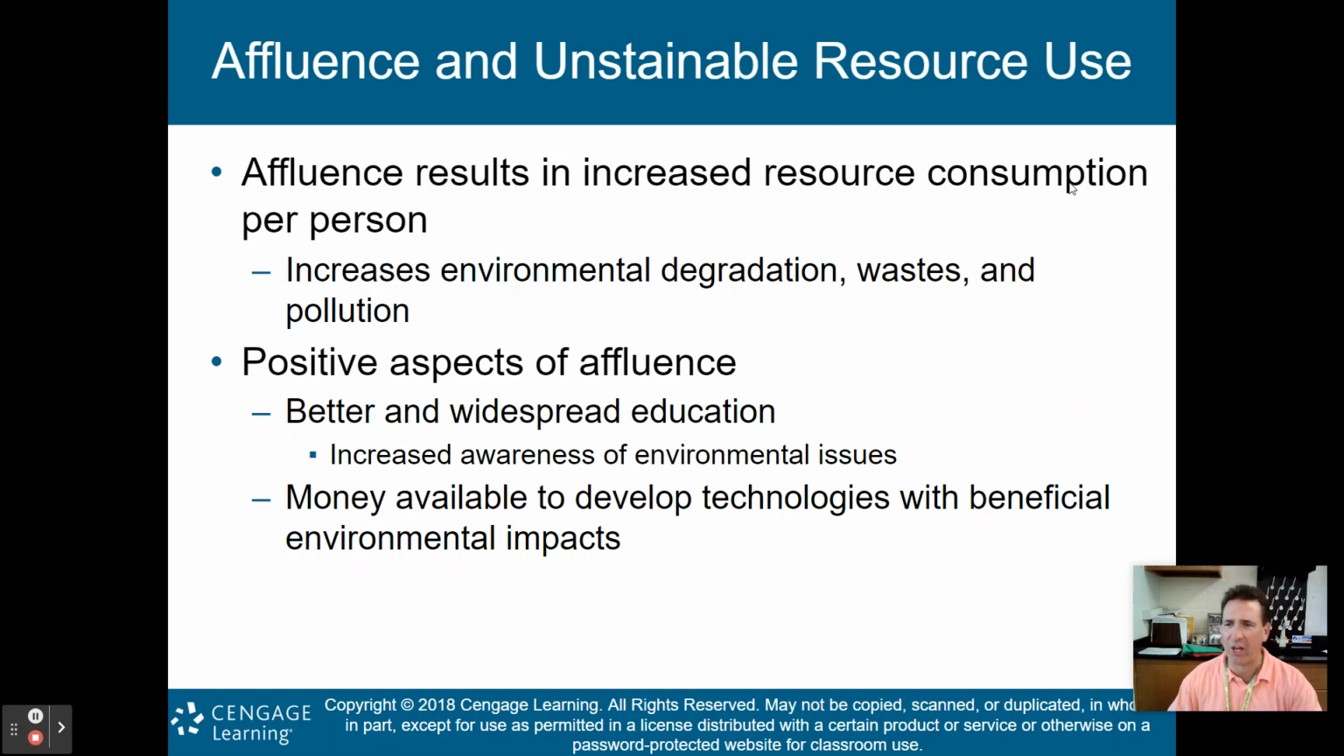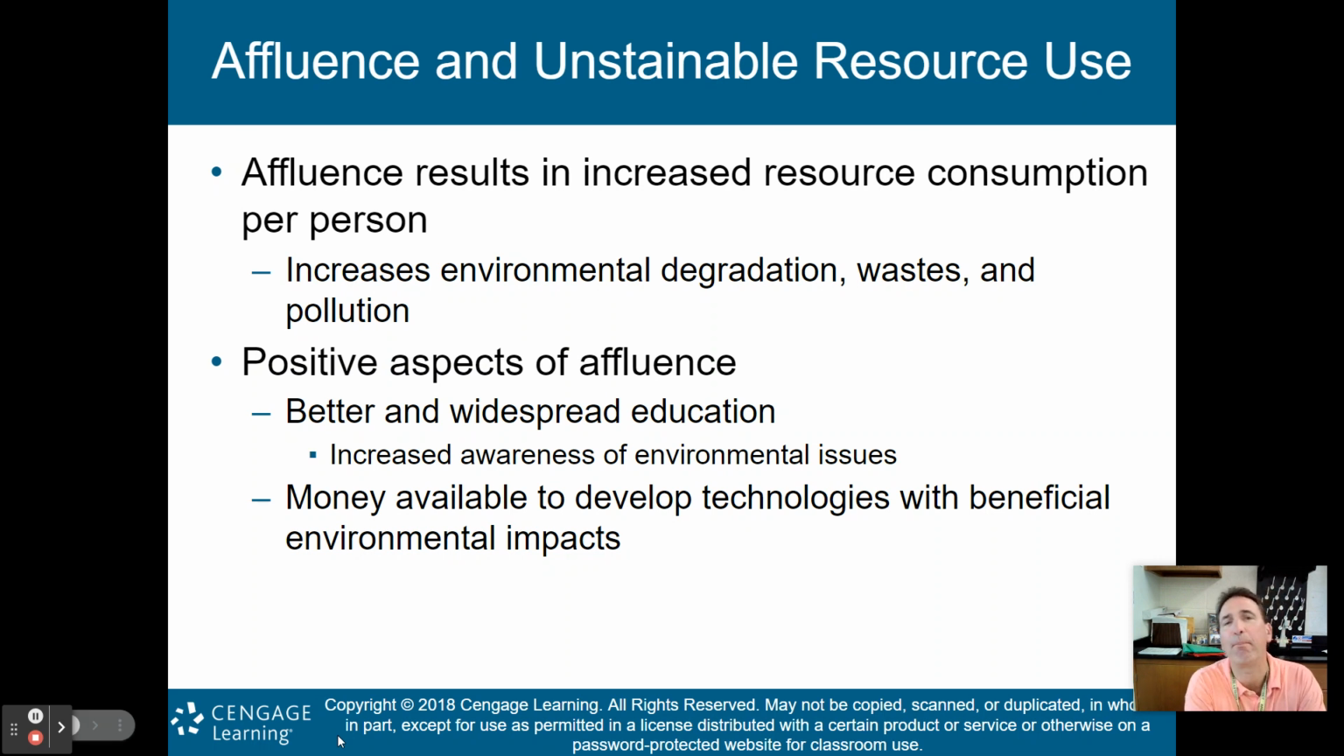We left off with part one, and we were talking about the population increase on planet Earth and how that population increase is one of the main reasons why we're dealing with all the environmental problems that we have. So we're now going to talk about something called affluence and the unsustainable resource use.